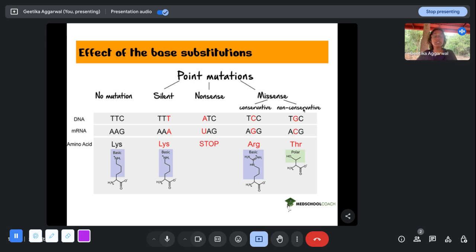And a non-conservative missense mutation is when TTC becomes TGC, which becomes ACG in the mRNA and codes for threonine. Threonine is a polar amino acid, and this is where the property of the amino acid is completely changed. It's no longer a basic amino acid. So this leads to a more severe change in the protein sequence. So these are the different forms of point mutations and what they can cause.